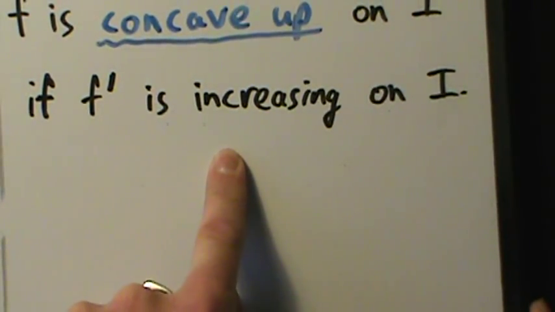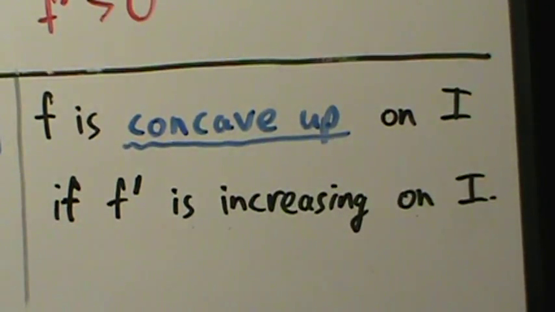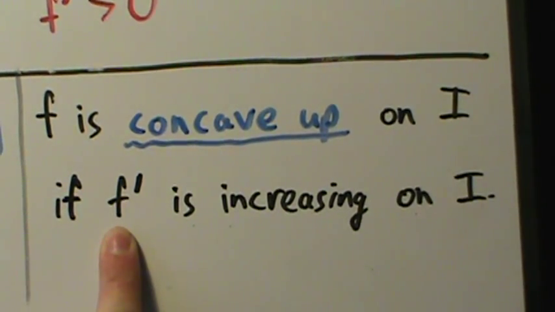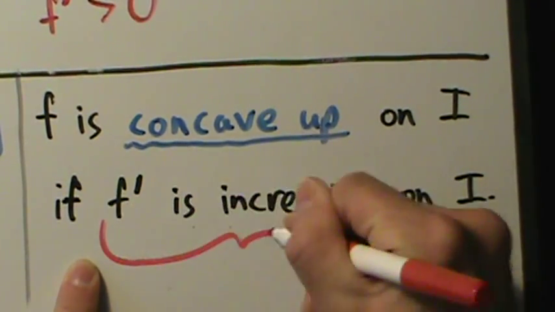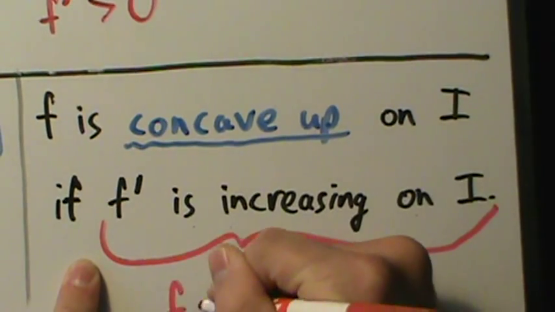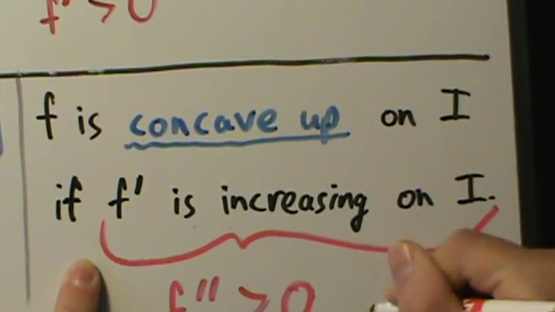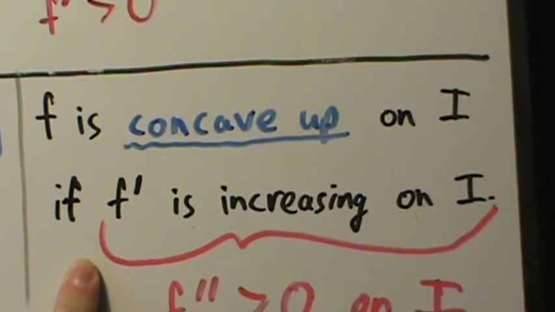Okay, so if you want to say this in the most generality, what you could say is a function is increasing when its derivative is positive. So this function f prime is increasing when its derivative is positive. So f prime is increasing on I means f double prime is positive on I.